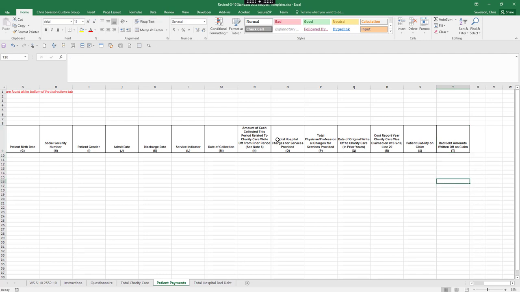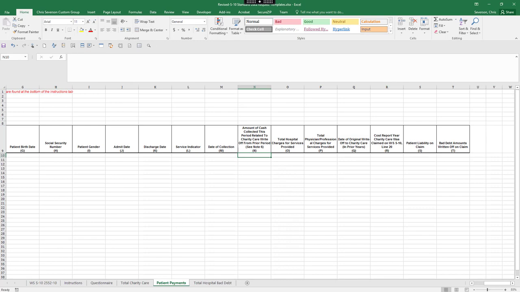The reason that's important is that if any payment comes in later, the first place it would be charged against is your bad debt. It would be considered a bad debt recovery. And of course, that would not be reported on line 22 because it did not relate to a charity care amount. It was not an offset against a charity care amount. It was an offset against a bad debt. It was a bad debt recovery.